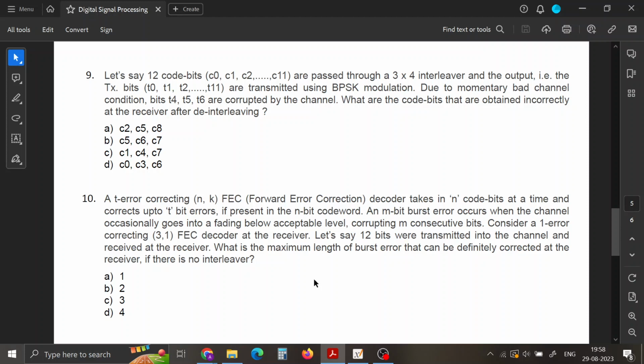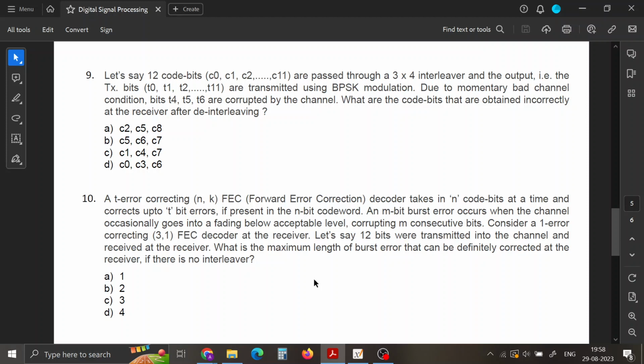Correct? Now let's say 12 bits are transmitted into the channel and received at the receiver. What is the maximum length of burst error that can be definitely corrected at the receiver if there is no interleaver? At the end it's mentioned there is no interleaver.